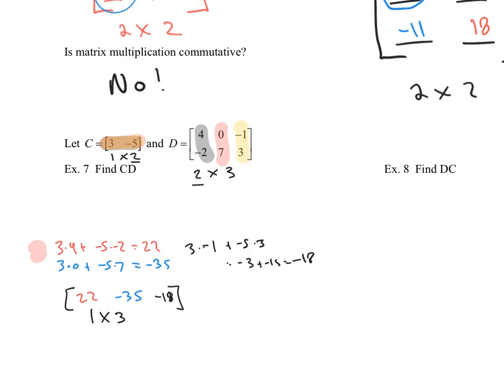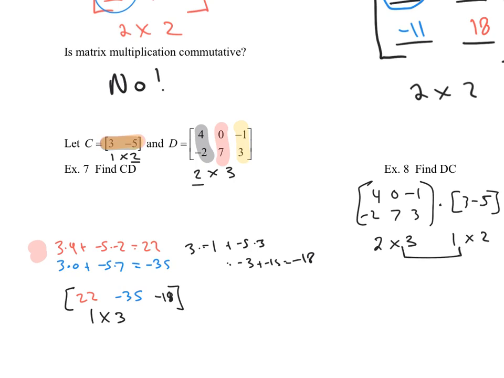Find d times c. Okay, so let's rewrite it. 4, 0, negative 1, negative 2, 7, 3, times 3, negative 5. Here we have a 2 by 3 matrix times a 1 by 2 matrix. Uh-oh. Those don't match. So we actually can't do this multiplication. We say this is undefined. Or like we said the other day, not possible.